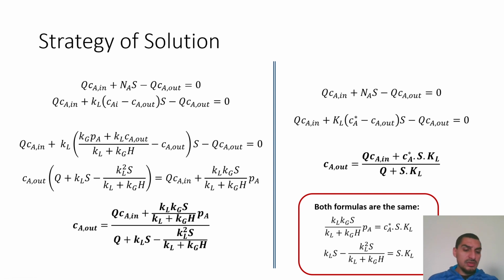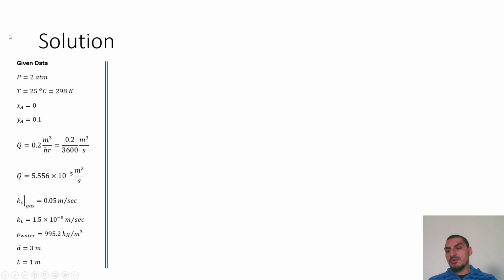So anyway, this is how you can tackle this problem. I'm going to go through the rest of the solution with this equation because it's easier and more convenient to use. So I have here all the parameters: the pressure, the temperature, XA, YA, Q in terms of meter cube per hour and per second. I have Kc for the gas phase, I have KL, raw water, D and L.